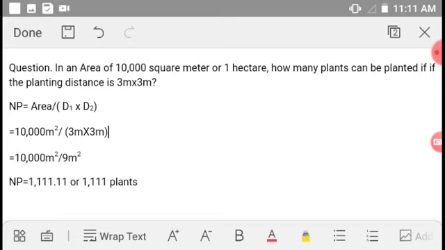Ayun na, 10,000 meters squared divided by the product of 3 m by 3 m will give us 10,000 meters squared divided by 9 meters squared, which will give us 1,111.11 plants. So, the rule of rounding numbers, yung 1 to 4, yung decimal natin, stay as it is. Kaya yung halaman natin is ganun pa rin, 1,111 plants lang siya, kasi yung point 11 niya ay nagfa-fall sa 1 to 4 na rule ng rounding numbers.